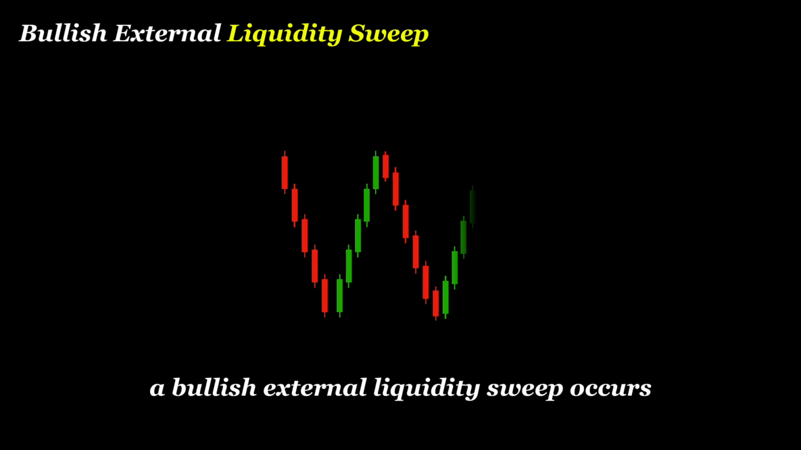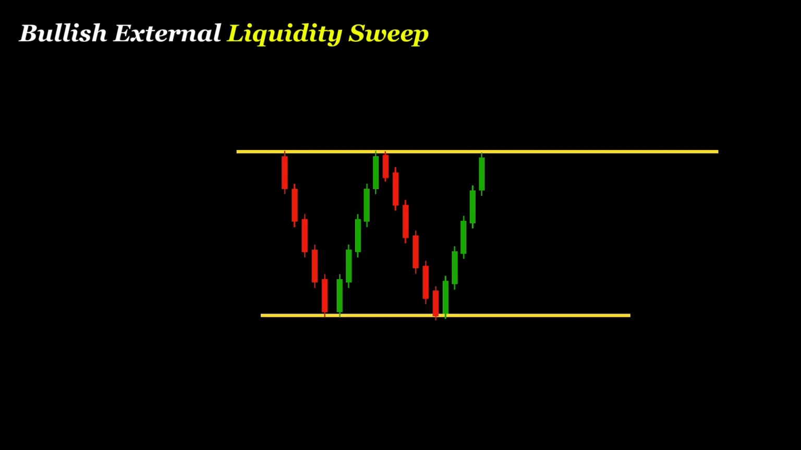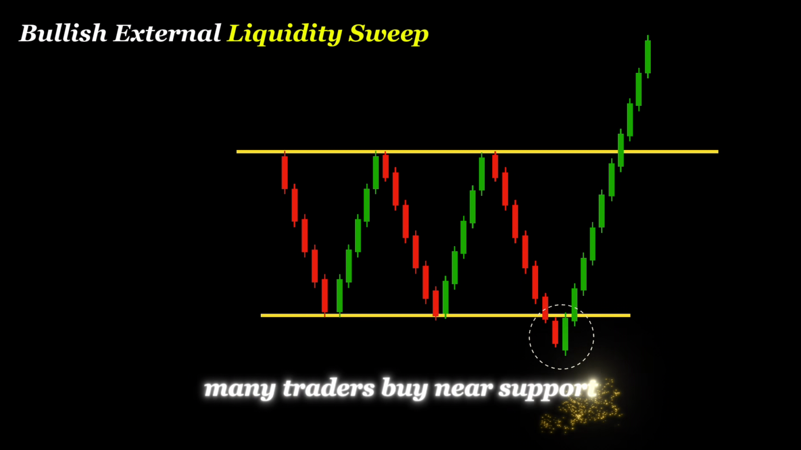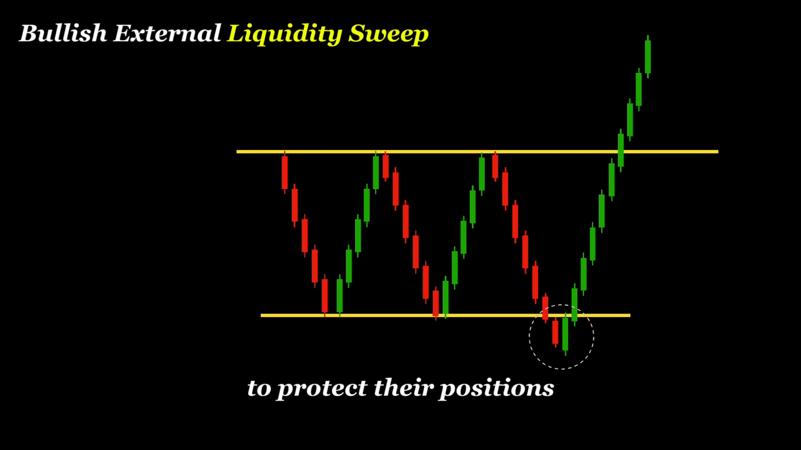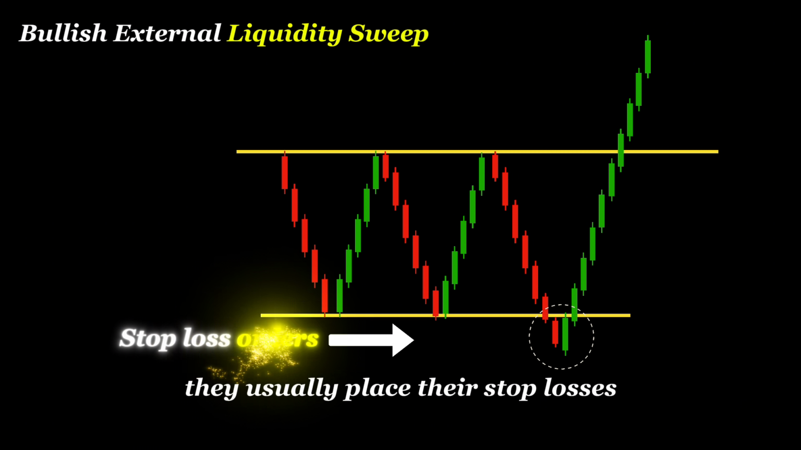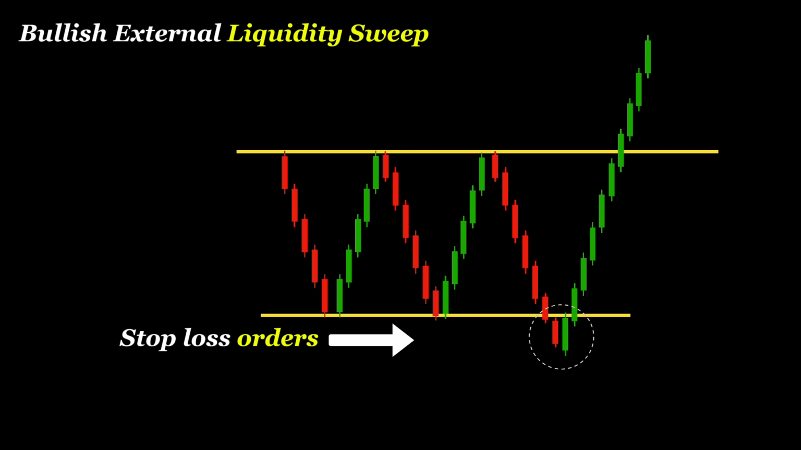A bullish external liquidity sweep occurs below the support level of a range-bound market. When the market is trading sideways, many traders buy near support because they expect the support level to hold. To protect their positions, they usually place their stop losses just below the range low. As more traders do this, a large pool of sell-side liquidity begins to build underneath the support level.